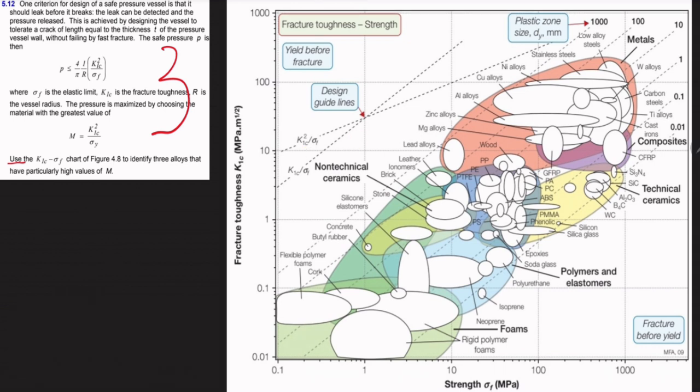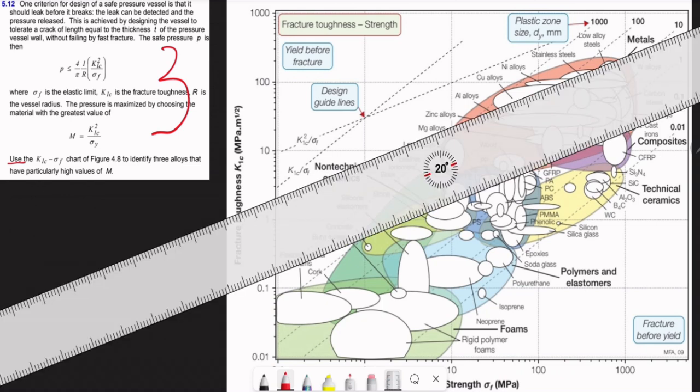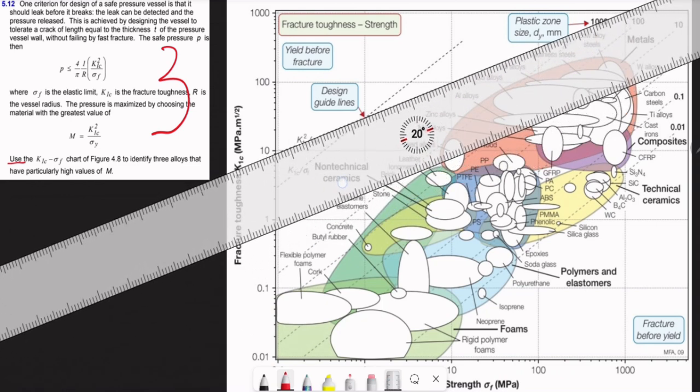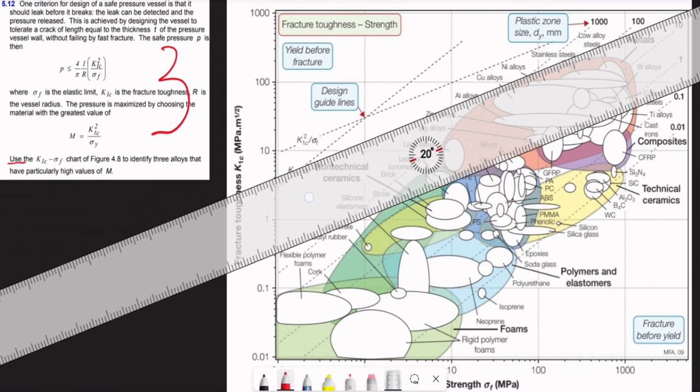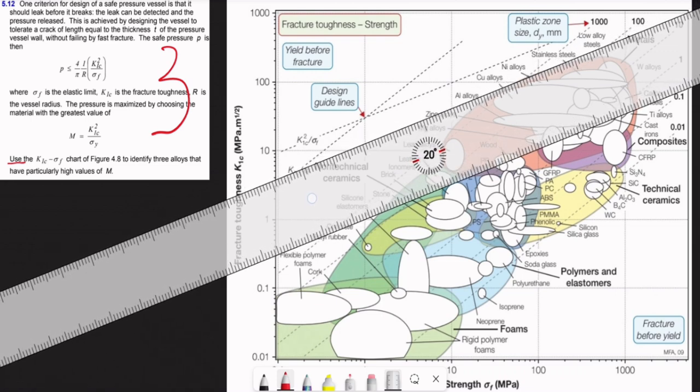So all we have to do is get our ruler. Once we get our ruler, we place it exactly at this line. Once we have it at this line, now what we have to do is move it down. As we are moving it down, the first material that passes is the one that has the highest K1C squared over stress.